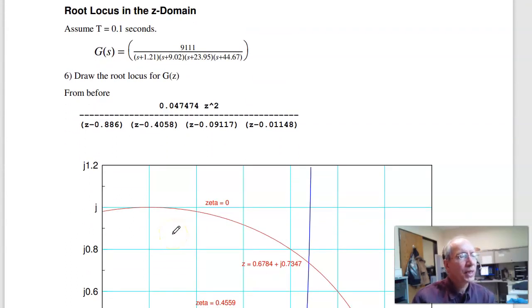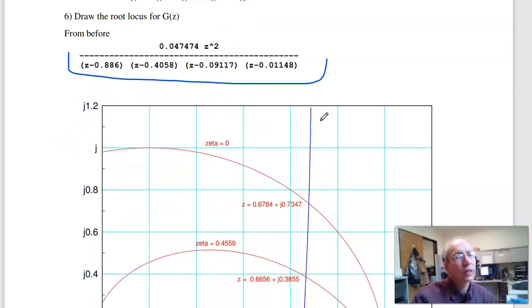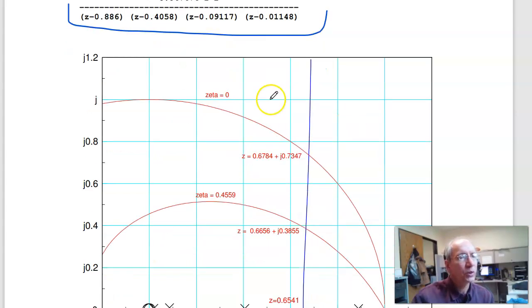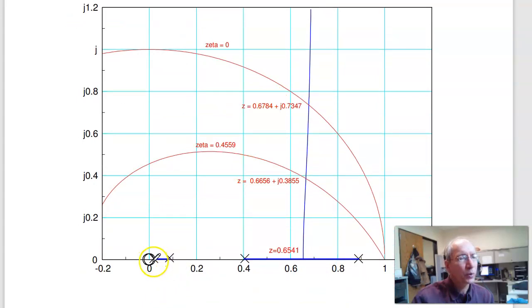Okay, next problem. Let's draw the root locus. Take g of s with the sampling rate of 0.1. That gives you this g of z. Draw the root locus. Now the root locus is really the roots to a polynomial. The math doesn't care. Is it s-plane, z-plane, w-plane? It's just roots. So root locus doesn't change. I've got 2 zeros, 4 poles. 2 of the poles go to the 2 zeros. The other 2 poles go to an asymptote.